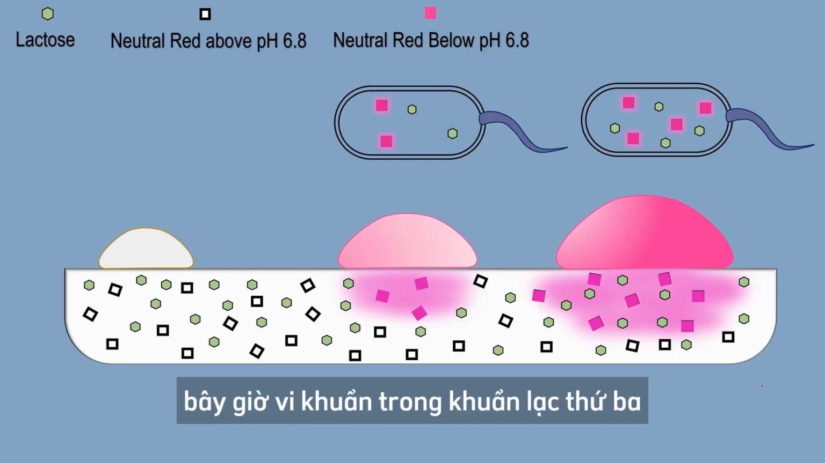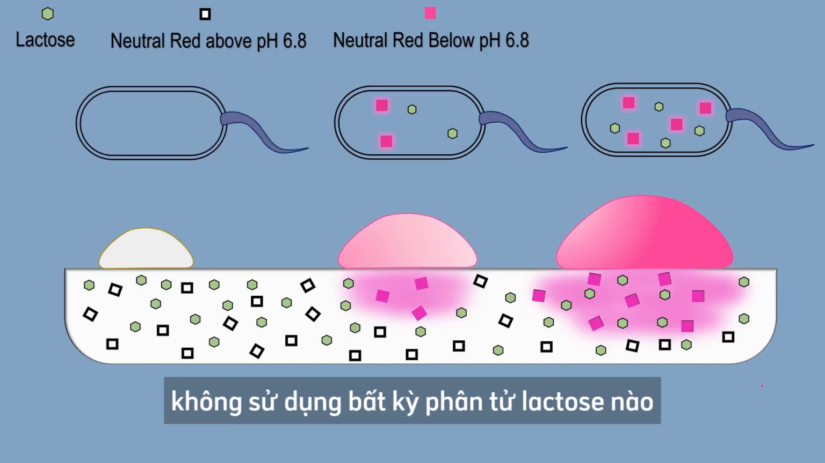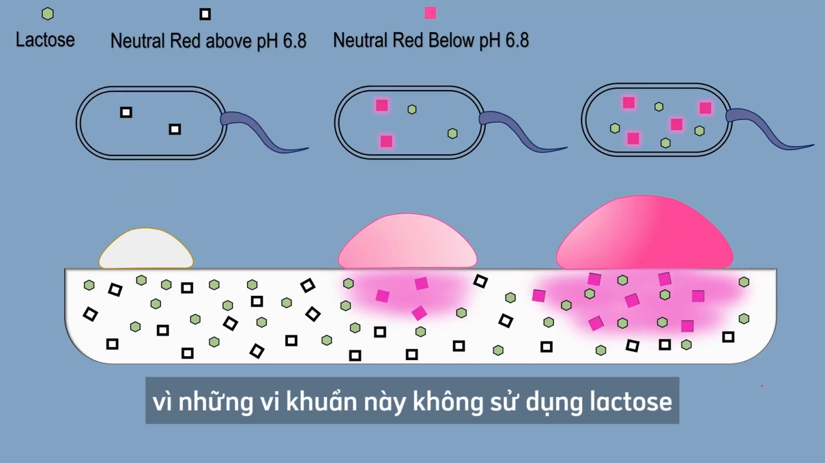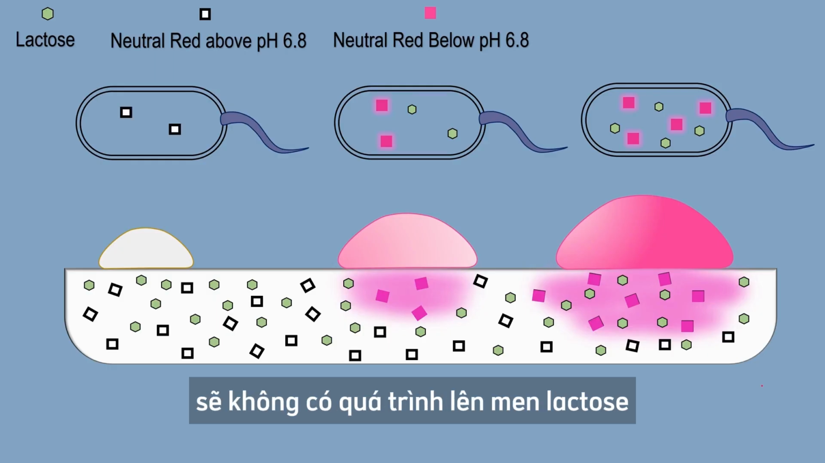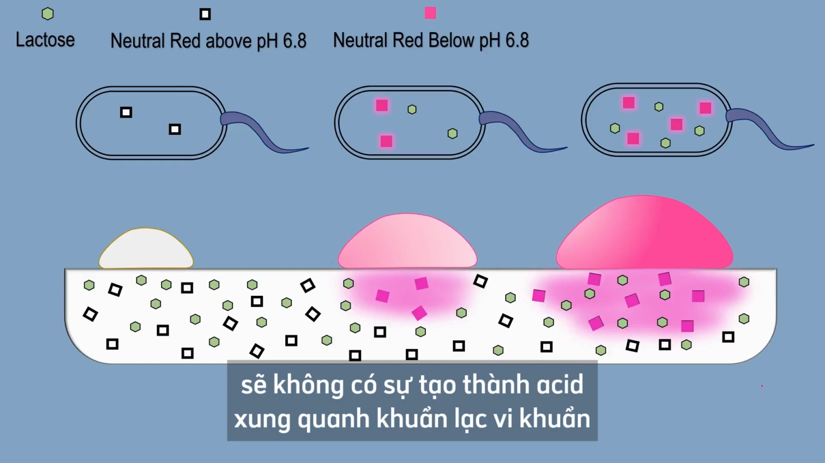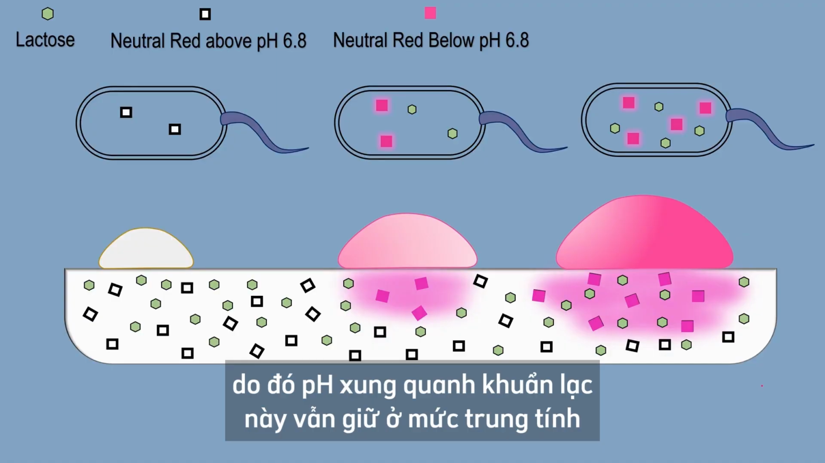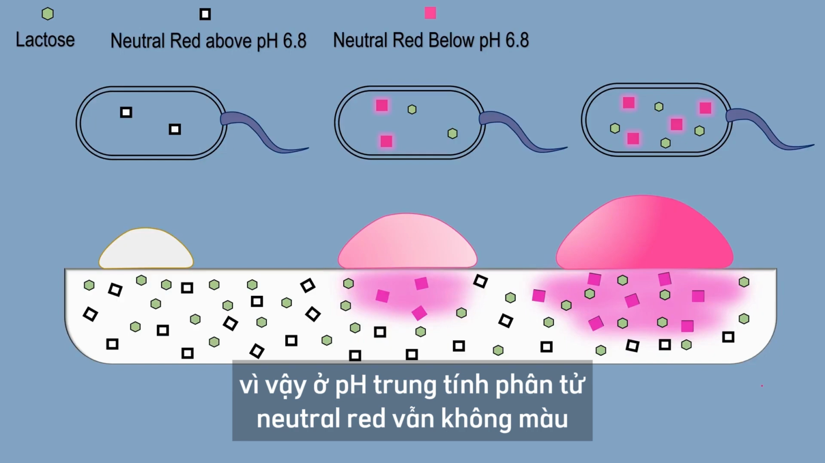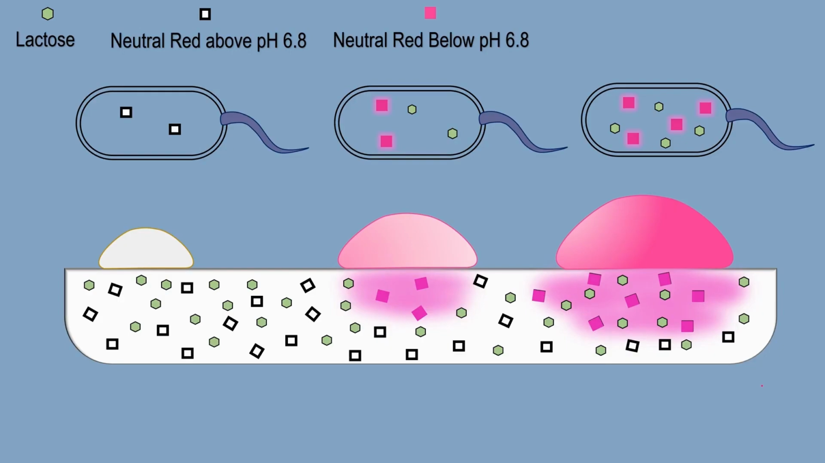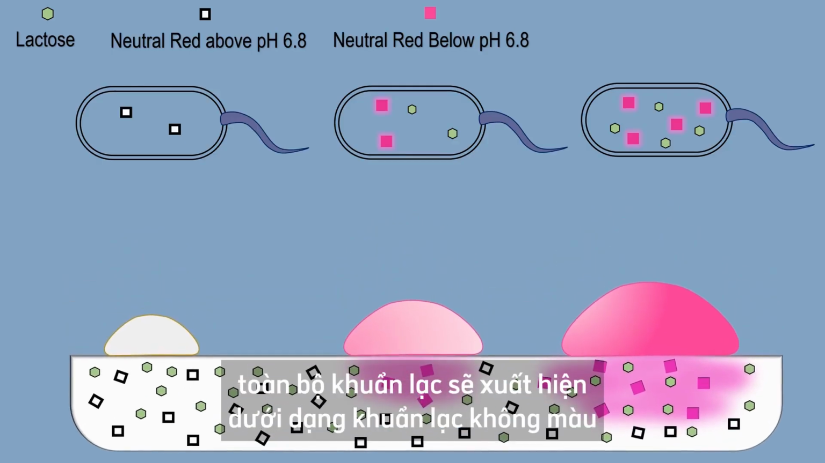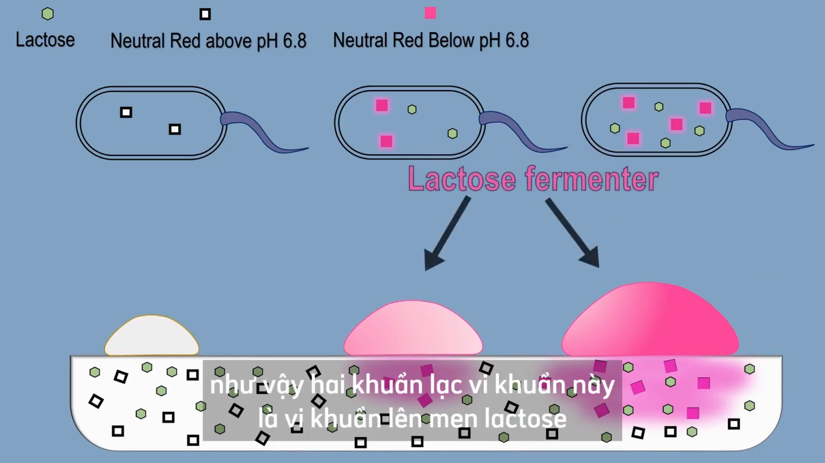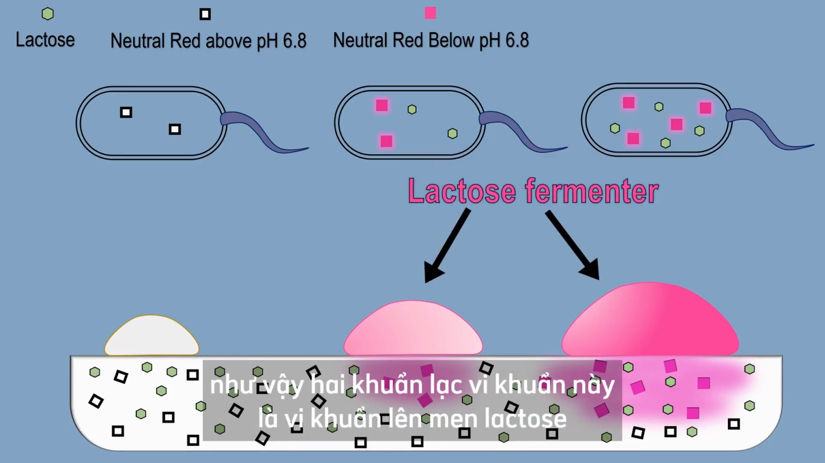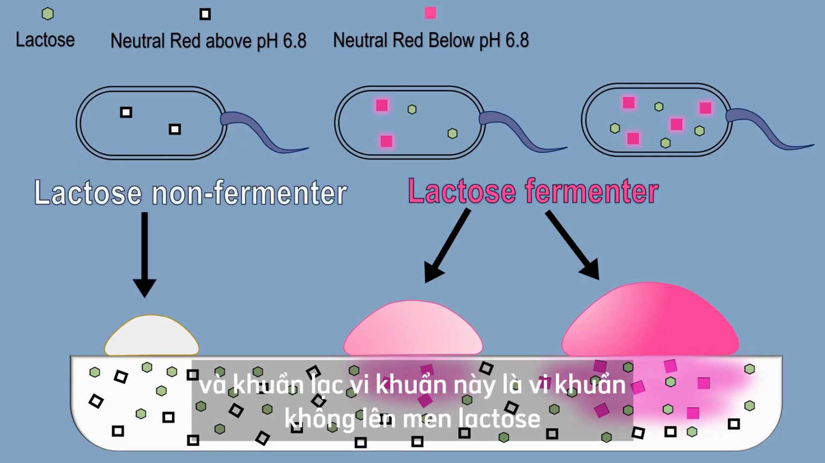Now the bacteria present in the third bacterial colony do not utilize any lactose molecule. Since these bacteria don't utilize lactose, there will be no fermentation of lactose and no production of acids surrounding the bacterial colony. Therefore, the pH around this bacterial colony will remain neutral. At neutral pH, the neutral red molecule will remain colorless. Therefore, the whole colony appears as a colorless bacterial colony. In this way, these two bacterial colonies are lactose fermenters and this bacterial colony is a lactose non-fermenter.